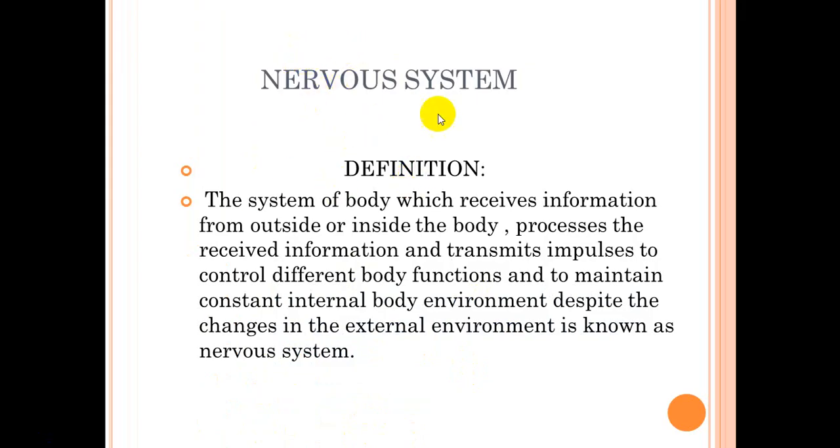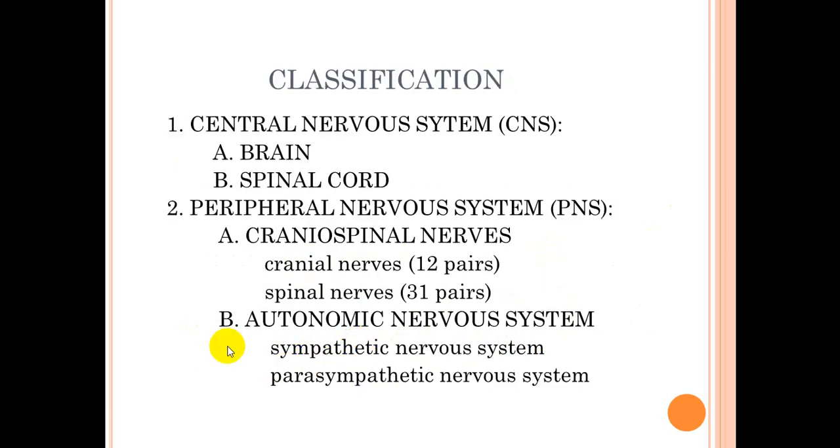So what is nervous system? The system of the body which receives information from outside or inside the body, processes the received information and transmits impulses to control different body functions and to maintain a constant internal body temperature despite the changes in external environment is known as nervous system.